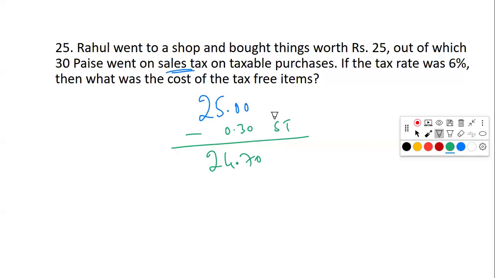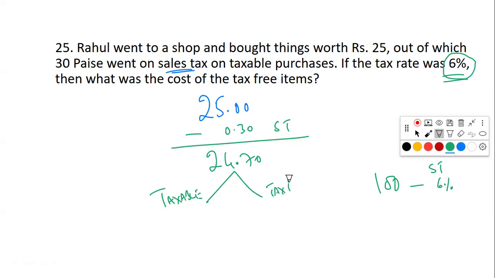So similarly, Rahul came out and saw the bill. Actual goods cost is only 24.70. He paid 30 paise towards sales tax. So tax rate is 6%. So this is the clue. That means if I buy 100 rupees goods, I should pay sales tax of 6%. So this is split into taxable goods and tax-free.